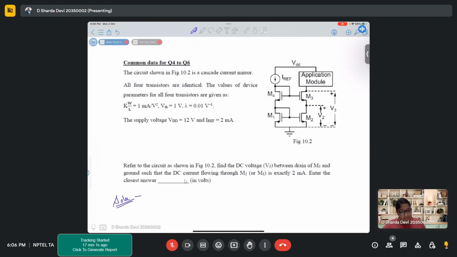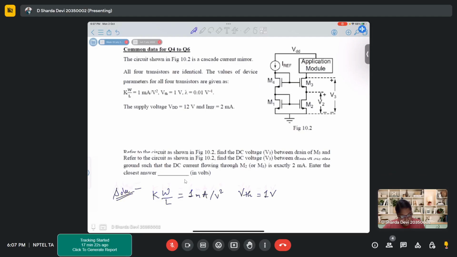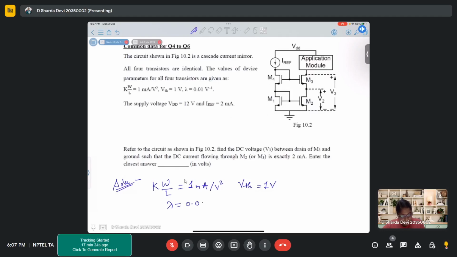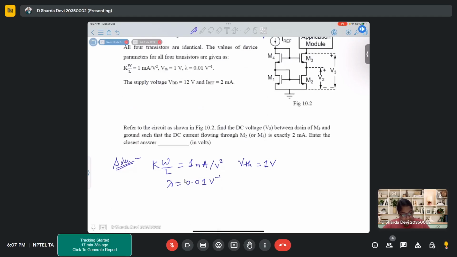So in this first problem, we have a cascode current mirror circuit with all four MOSFETs being matched to one another, and all are NMOSes. Here kW by L is given as 1 milliamperes per volt square. VTH of all the transistors is 1 volt. Lambda is 0.01 volt inverse. Supply voltage is 12 volts and reference current is 2 milliamperes. So, refer to the circuit given.